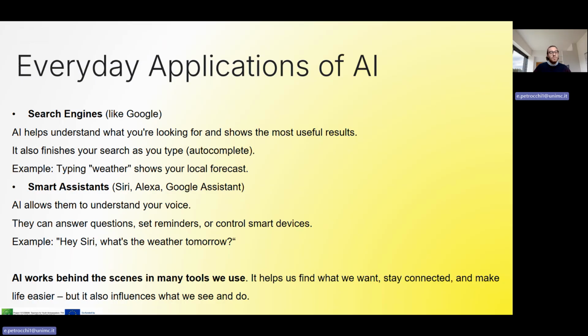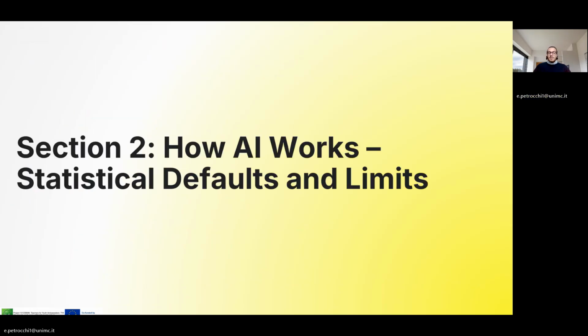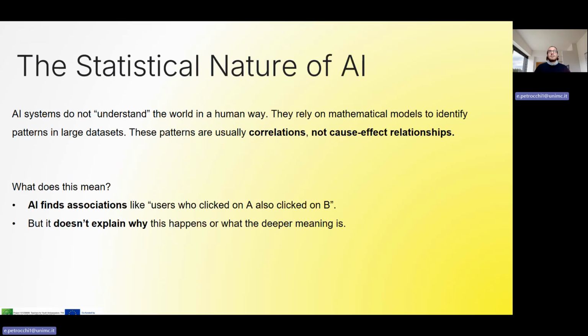But there are also some influences: it influences what we see and what we do. This brings us to our second section, how AI works. How is it possible for AI systems to understand and learn from data, to learn what we like, and to suggest new things related to what we liked? This is possible because AI systems have a statistical nature.